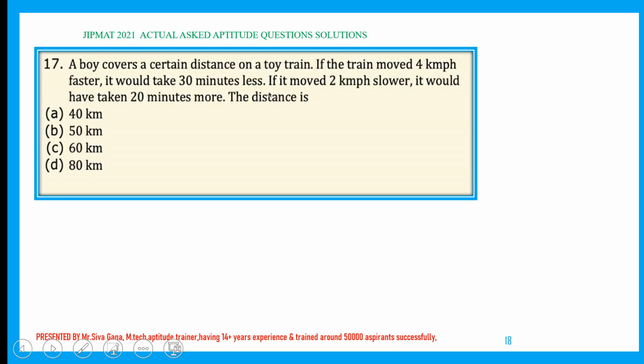A boy covers a certain distance on a train. If the train moved 4 kmph faster, it would take 30 minutes less. If it moved 2 kmph slower, it would have taken 20 minutes more. Okay, the distance, very good quality question. Let us say the normal distance covered is d with the speed of s. This is the time taken usually. Based on this I am working. Usually they take d by s.